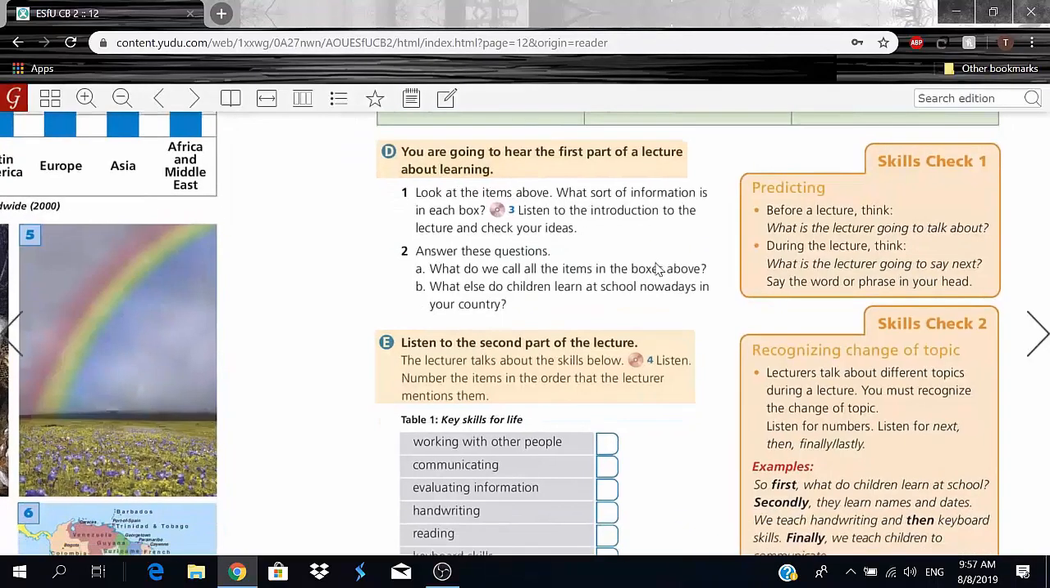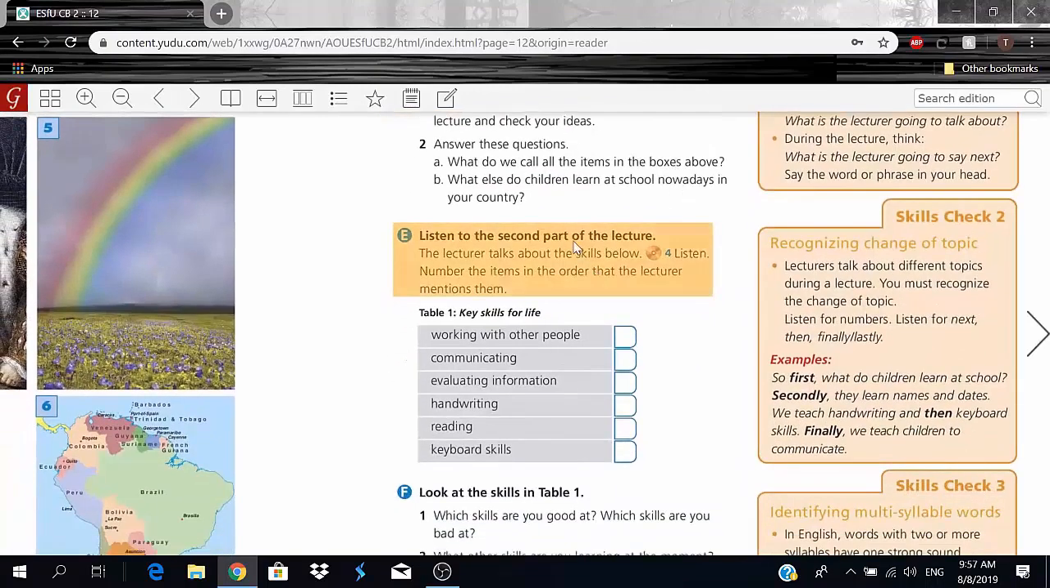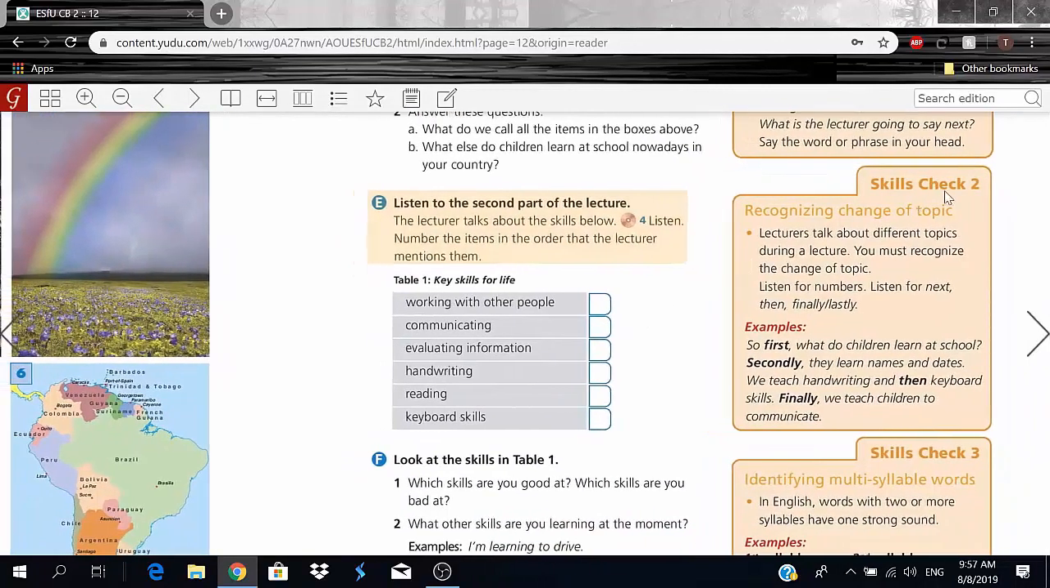Now let's move on. Here we have listen to the second part of the lecture. Okay, so we have the second part of the same lecture. Before I do that, let me just go to skills check 2 here. Here we have recognizing change of topics. Okay, so you guys will see that if you have kind of a big topic, a lecturer is gonna change topics a lot throughout explaining the topic and talking about it.